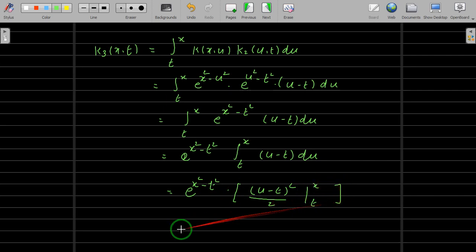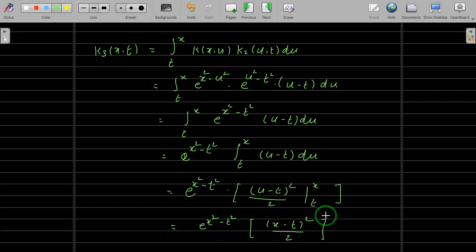So you put your upper limit minus lower limit and you will get e raised to x square minus t square into, when you put upper limit, it is x minus t, so (x minus t) the whole square upon 2, and when you put the lower limit, it is t minus t, so it will be 0. Remember your variable of integration is u, so these are the limits for u. So k3 is this: e raised to x square minus t square, (x minus t) the whole square upon 2.